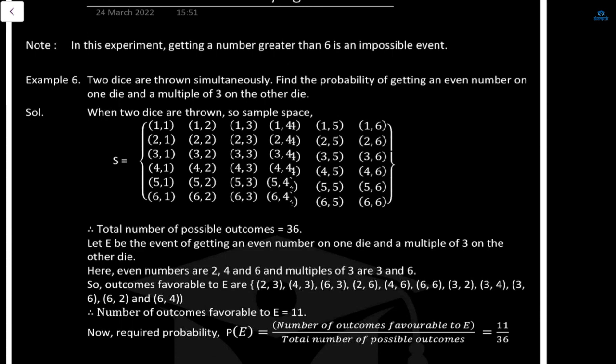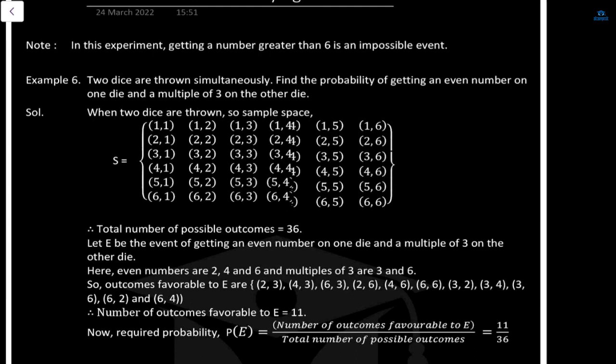Now 2 dice are thrown simultaneously. Find the probability of getting an even number on one dice and the multiple of 3 on the other dice. Now you have to make the sample space here. What is the sample space of throwing 2 dice? This is the sample space. All the 36 elements are here. So you write down in your note.